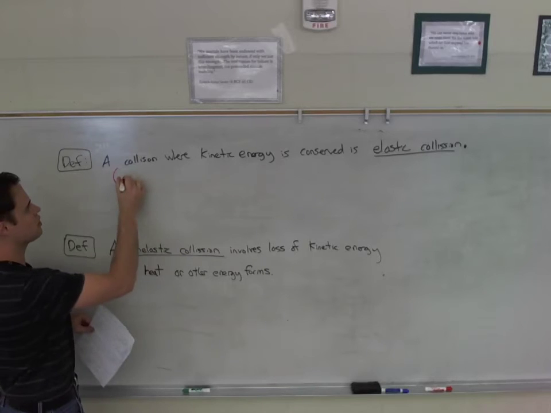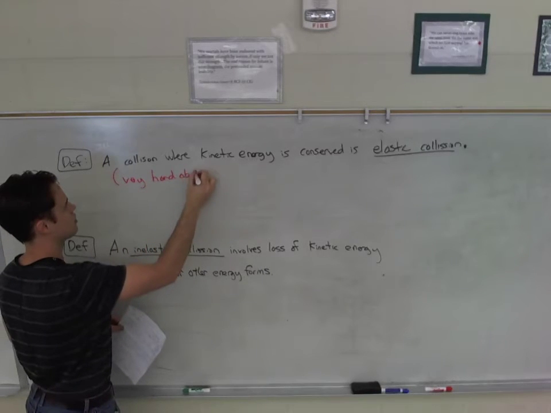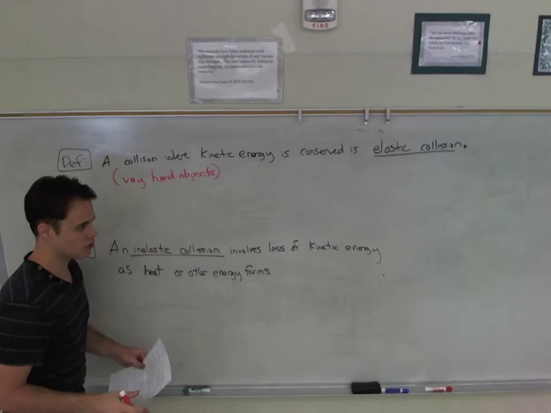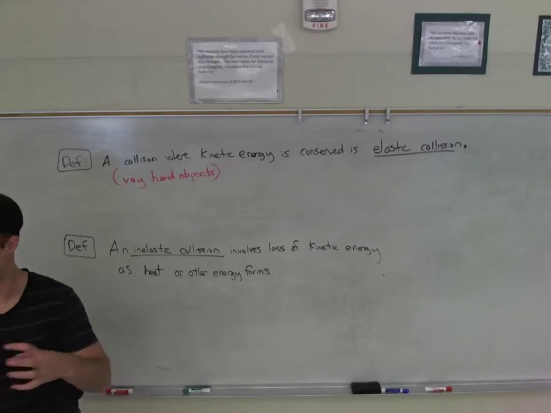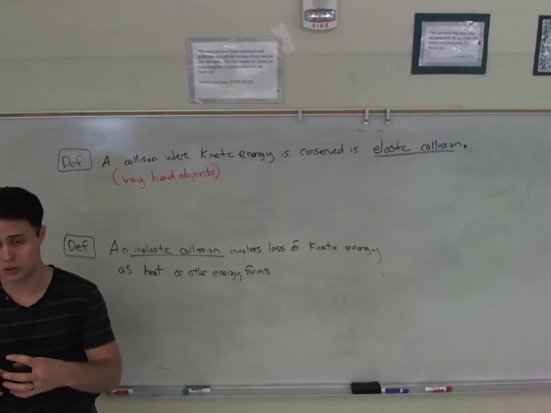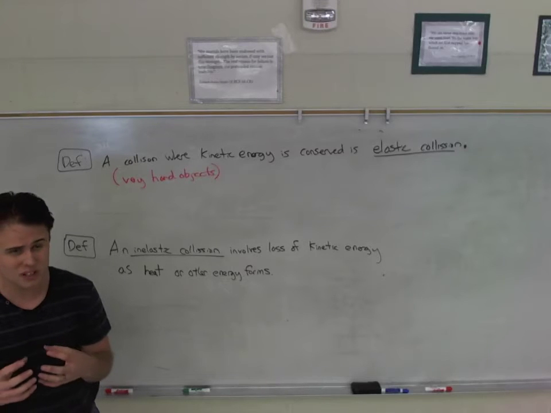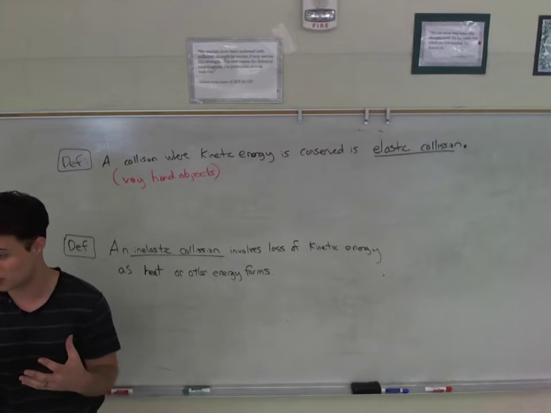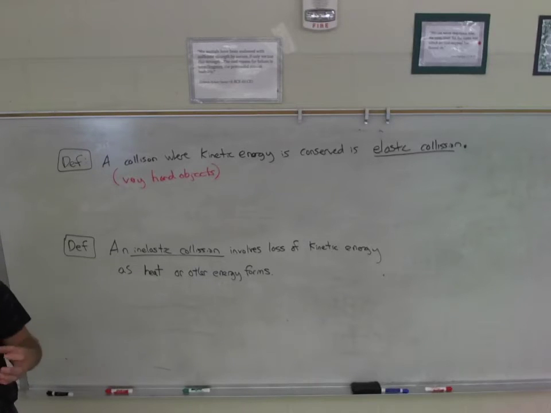So this kind of thing, you might imagine, involves very hard objects. For instance, if you have 2 pool balls and you knock them together like when you're playing billiards, that's a very elastic collision. It's not perfectly elastic. No collision is really perfectly elastic, but that's pretty elastic. The softer the balls, the more inelastic your collision would become. We're going to watch a video by the end of class that shows that a little better.